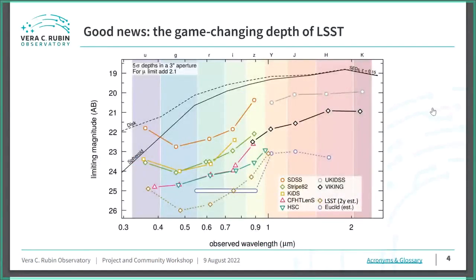However, good news. This is one of my older figures, but it's still a lovely one, so I still like to wheel it out every now and then. This shows the limiting magnitude as a function of wavelength for a number of different surveys. You can see 2-year estimated LSST depth right at the bottom there. To put that in perspective, the jump in depth moving from Sloan to Hyper Suprime-Cam will be replicated moving from Hyper Suprime-Cam to LSST in the first several years. So the amazing potential of LSST and Rubin observations is really quite something. That's the first bit of good news. Next slide, please.